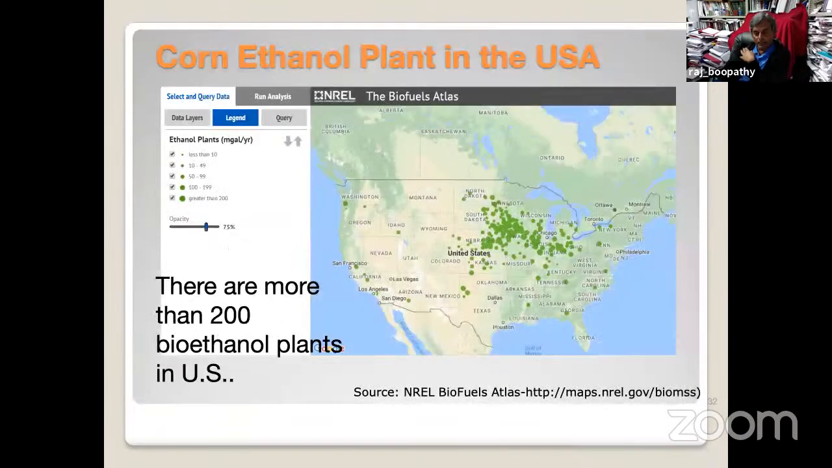So currently, ethanol from corn is a mature technology, and we are making a lot of ethanol commercially from corn. If you look at this map of the US, we have more than 200 bioethanol plants, and they make close to 10 billion gallons of ethanol every year. So we are making enough ethanol for a 10% additive in our gasoline. This is a commercially mature technology currently.